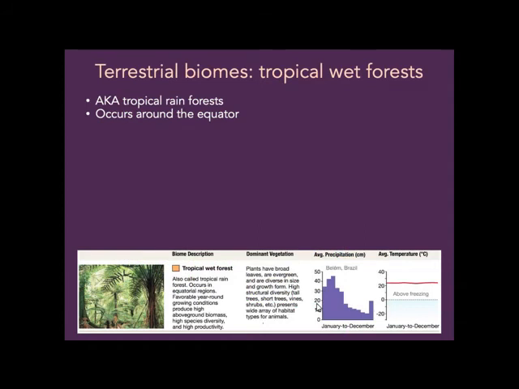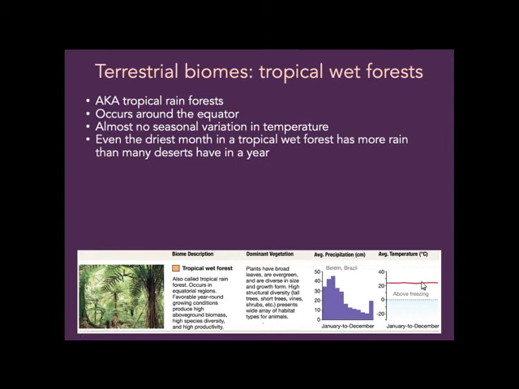Okay, so let's start with our first terrestrial biome. Tropical wet forests. These are also known as tropical rainforests, and they tend to occur around the equator. There is almost no seasonal variation in temperature. So here's the average temperature. It's well above freezing, of course, and it doesn't vary much at all. This is the amount of precipitation, okay? And so even the driest month in a tropical wet forest has more rain than many deserts have in an entire year. It's a lot of water.